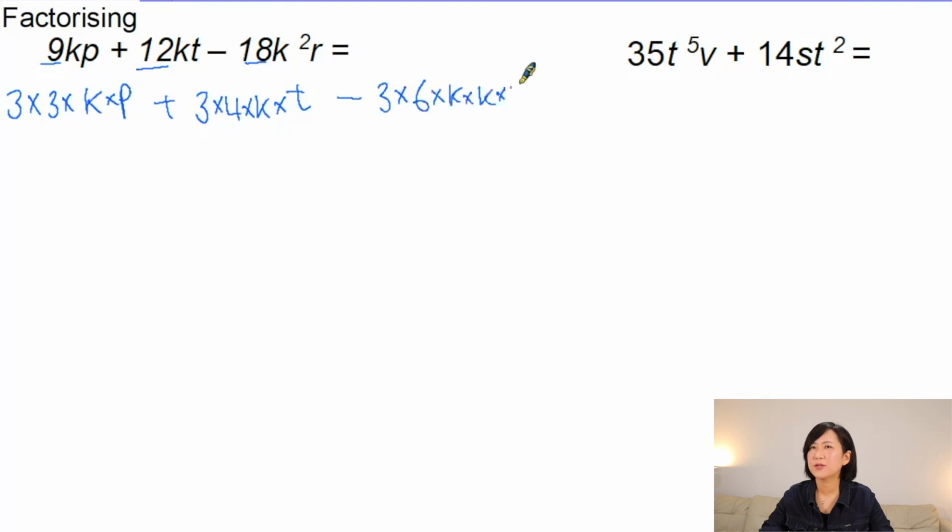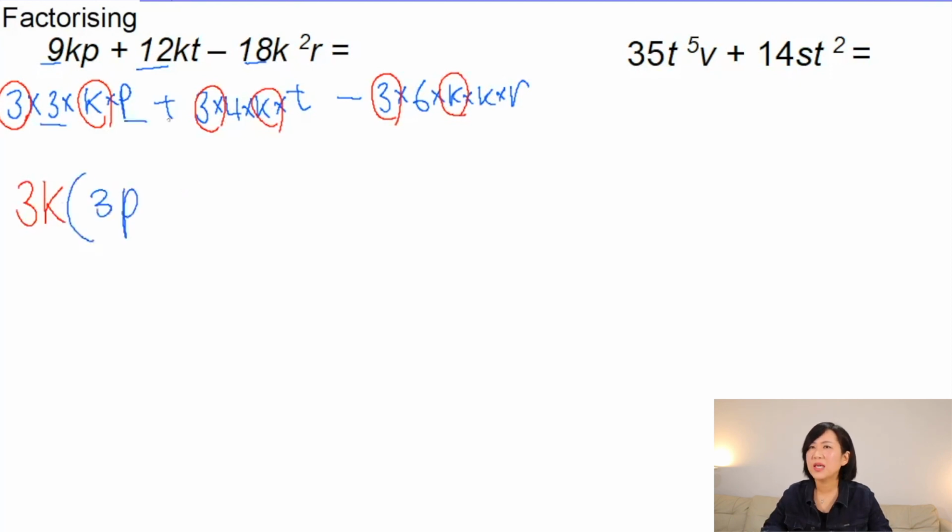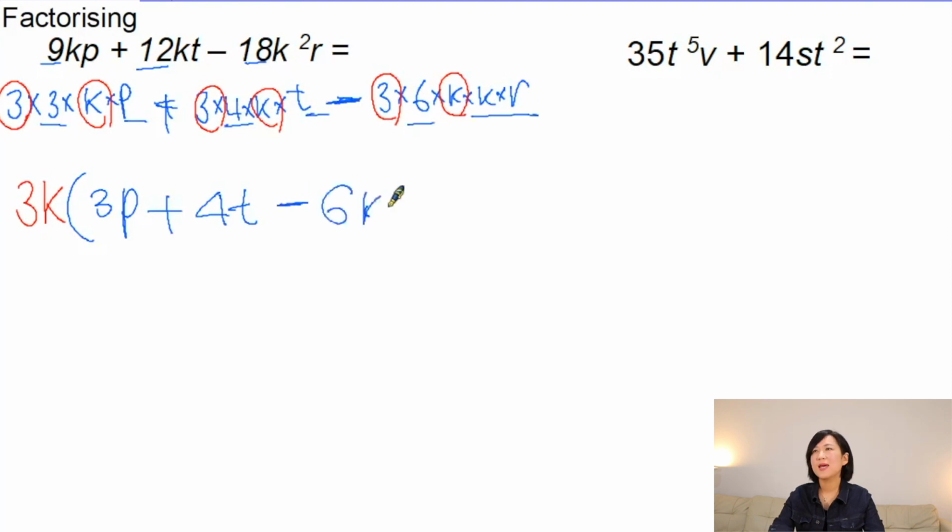We have all factors. Now let's circle our common factor. That is a 3. And then we also can see k as well. So 3k is our common factor. Then have your bracket and put all other factors inside the bracket. 3p plus 4t. Then be careful, it's minus 6kr. So you can see 3 terms inside the bracket.